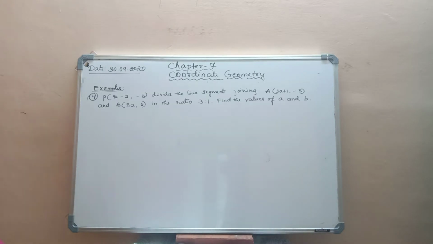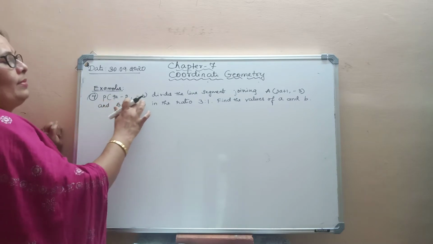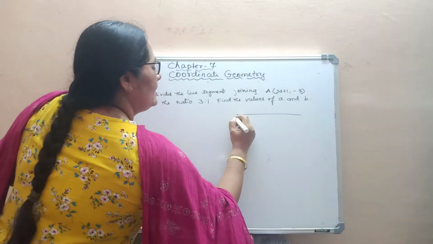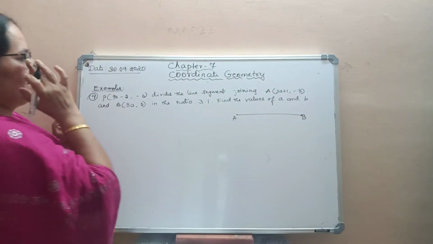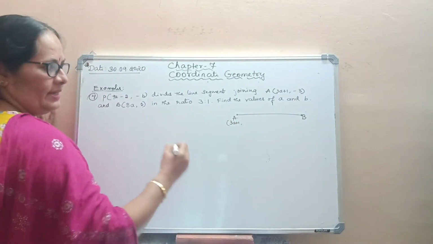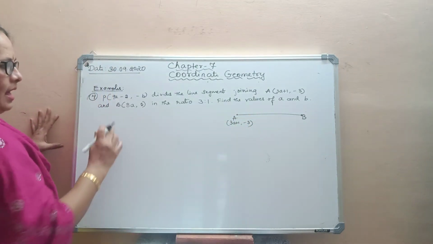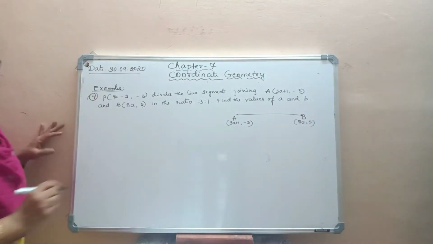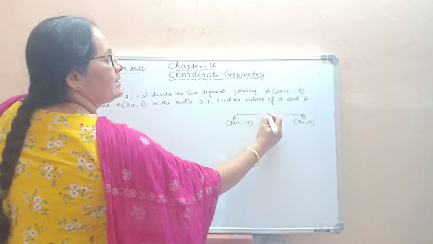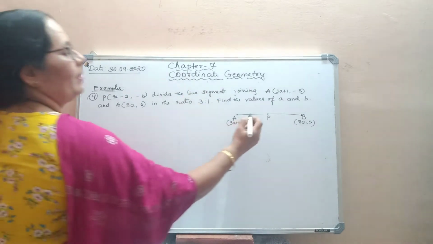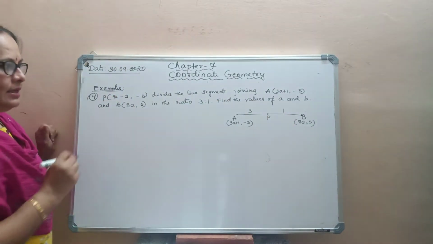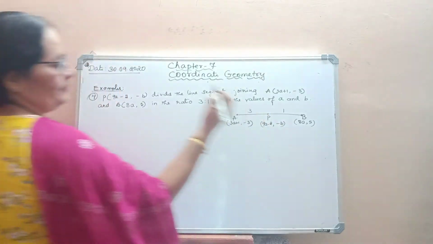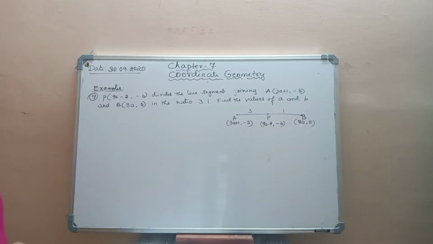Next example: P (9a minus 2, minus b) is a point which divides the line segment AB. AB is the given line segment, with coordinates A (3a plus 1, minus 3) and B (8a, 5). Point P divides the line segment in the ratio 3:1. The coordinates of point P are (9a minus 2, minus b). Now you have to find the values of a and b.